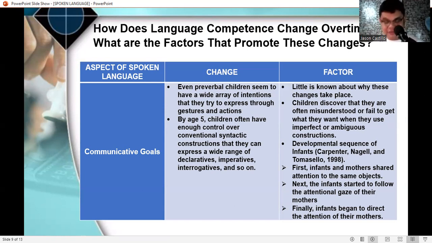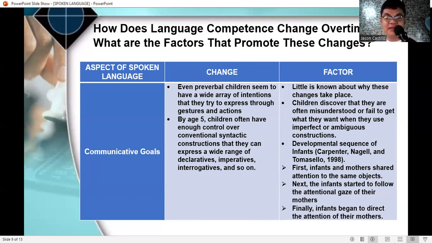Next, what are the factors that affect these changes? First one is just like the conversational skills, little is known about why these changes take place. Okay, unfortunately, children discover that they are often misunderstood or fail to get what they want when they use imperfect or ambiguous construction. And another thing is developmental sequence of infants.